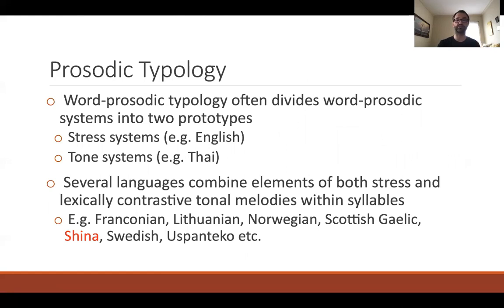There are lots of debates around how to refer to these prototypes, what kind of prototypes are there. Here, I will not go into that in too much detail, but what's relevant for us is that there are several languages that combine elements of both stress and lexically contrastive tonal melodies within syllables, meaning you have tonal contrasts, but only in stressed syllables, typically so-called bimoraic syllables, right? You have Franconian, Lithuanian, Norwegian, Scottish Gaelic, and so on and so on. One of these languages is Shina.